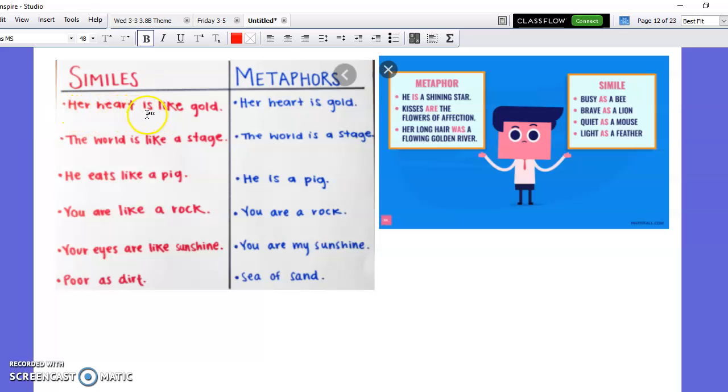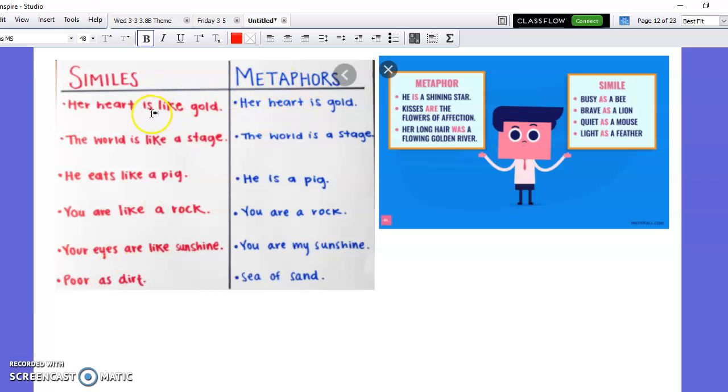Her heart is like gold. The world is like a stage. He eats like a pig. You are like a rock. Your eyes are like sunshine.